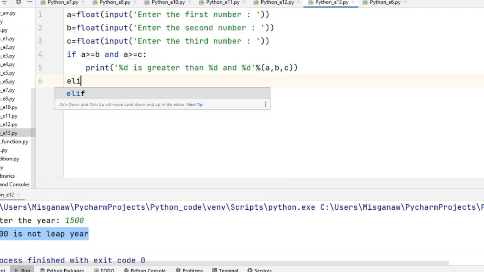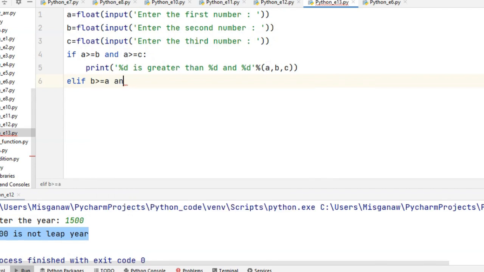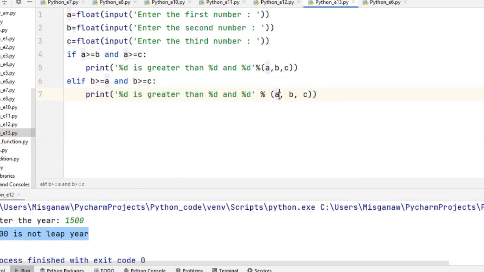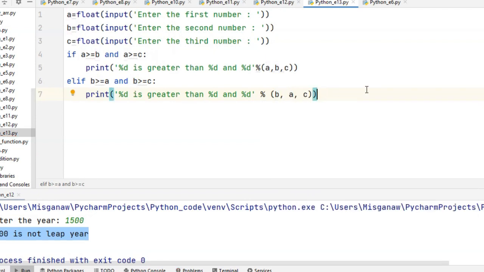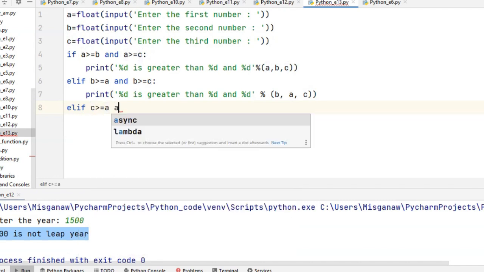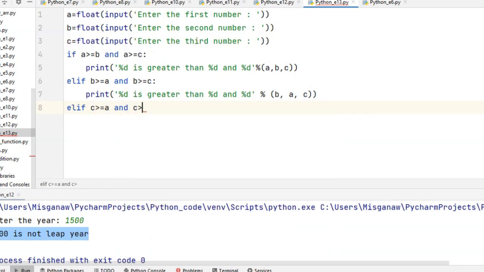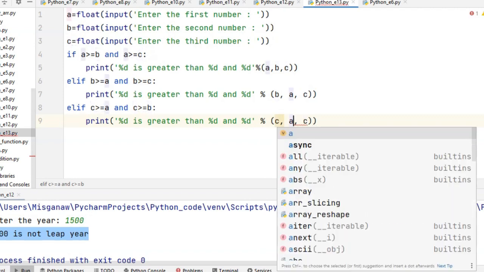Else if B greater than or equals to A and B greater than or equal to C, then B is greater than A and C. Else if C greater than or equals to A and C greater than or equals to B, C is greater than A and B.